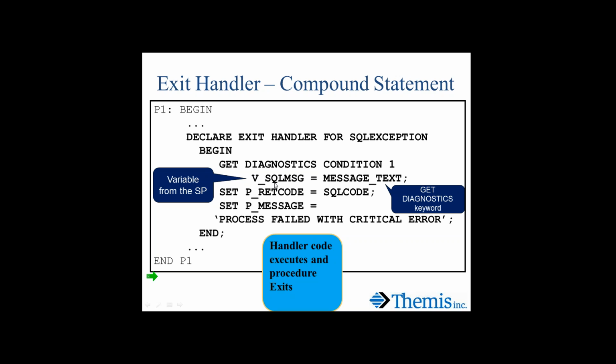called SQL MSG. Now, naming standards for this presentation: variables that are declared in the procedure are prefixed with a V. Parameters are prefixed with a P. So after the GET DIAGNOSTICS, we move the SQL code to the save area, parameter area, we're going to send it, and then we're moving the message "process failed with critical error" to our message, our P message.